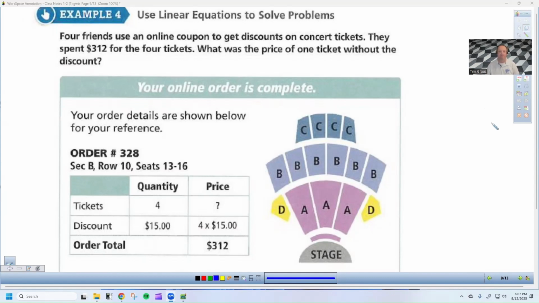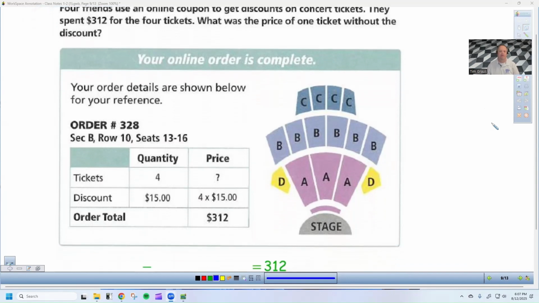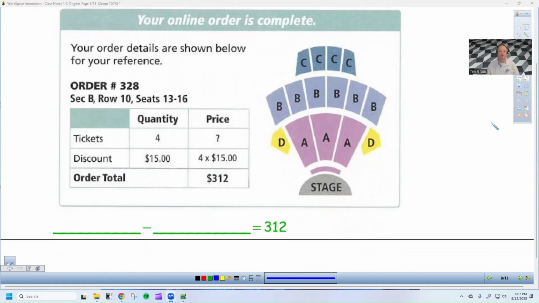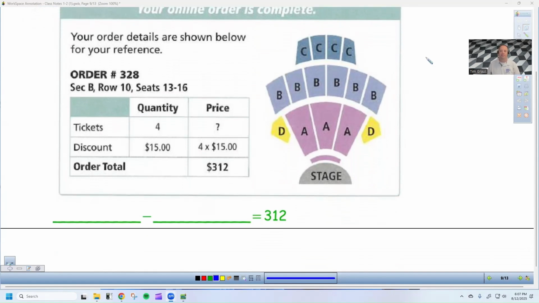The question is, what was the price of one ticket without the discount? And we can see their receipt here. I'm going to scroll down a little bit and we'll solve this underneath. This is going to use the format blank minus blank equals some kind of result. We're going to say that the price of 4 tickets without the discount minus the discount equals the price they had to pay.